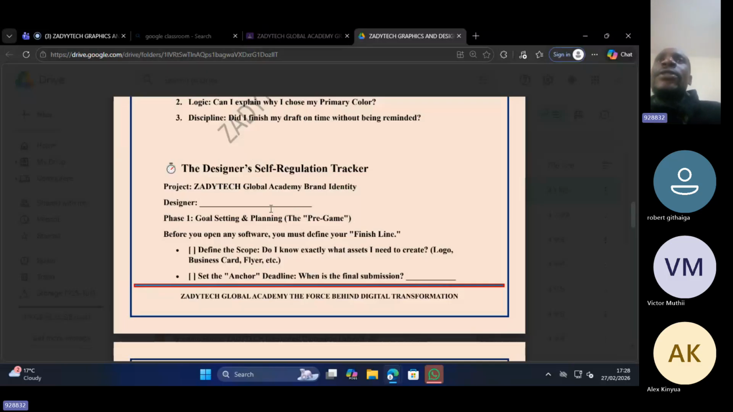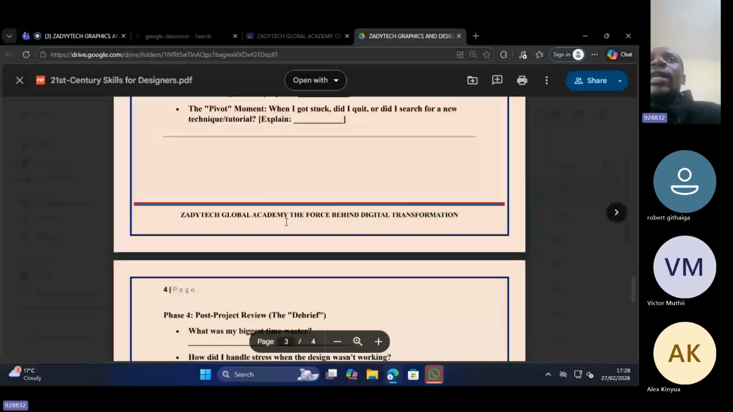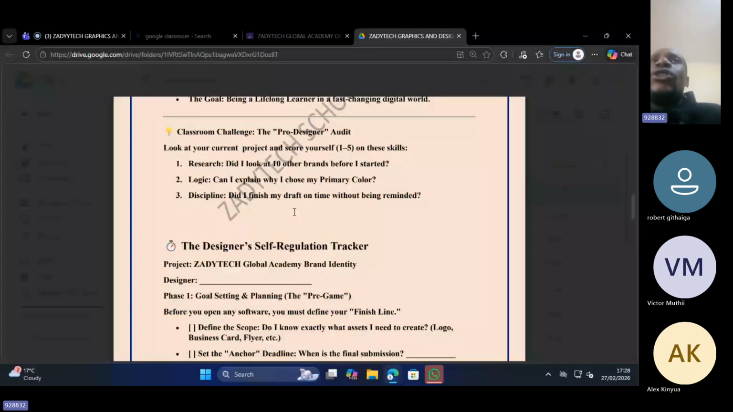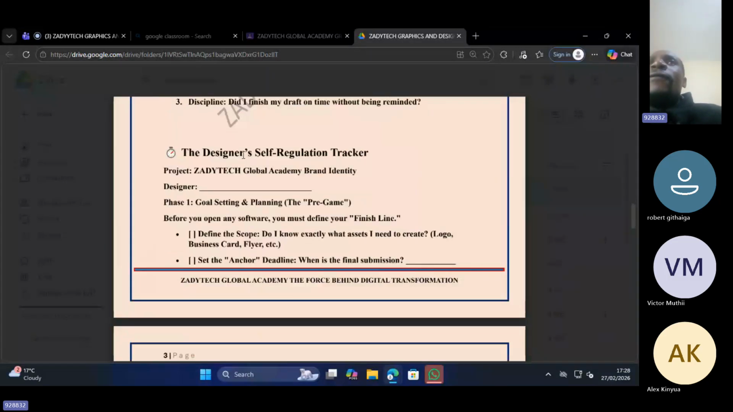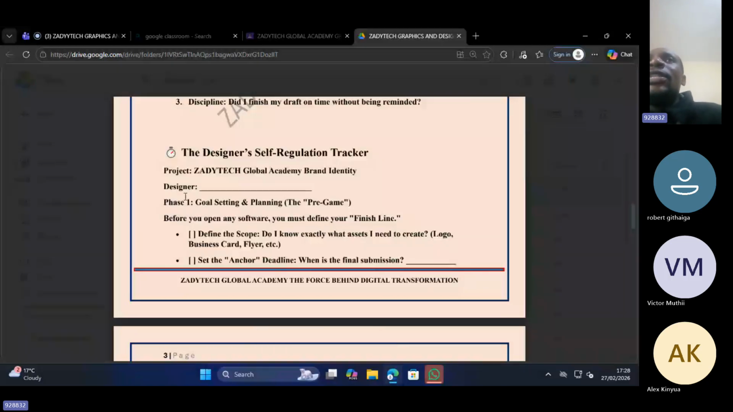So this is the designer's self-regulation tracker. I think I'll take like 2 minutes to go through it very fast, so that we can wind up our class for today. These are just samples for the purpose of teaching. Then you have the project, the Global Academy brand identity. In this particular case, we are supposed to design a brand identity for Zatec Global Academy. And there we have the designer field. You are the designer now. The students are the designers.